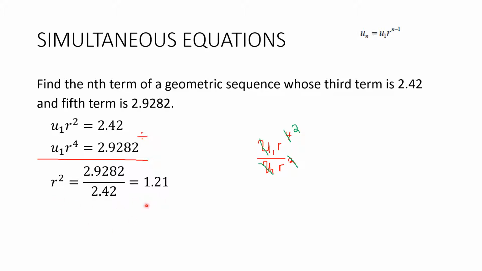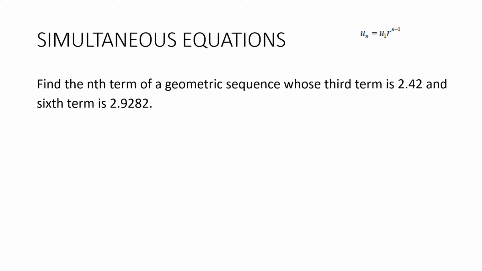The last thing we've got to do is the square root of both sides. And be careful here because you're going to get two answers. So square root of 1.21 is plus or minus 1.1. Now that's not the whole story. Remember, we've got to find u1, so we're going to substitute that plus or minus 1.1 back into the first equation. So that's going to give us u1 times, I've just put the plus or minus in here, 1.1 to the power of 2, because I know that's going to cancel out. When we square a negative, it's a positive. Squaring that gives us 1.21, and dividing both sides by that will give us 2. So the first term is 2.